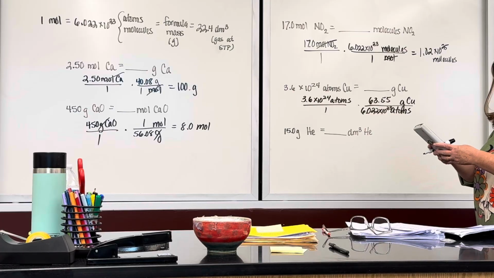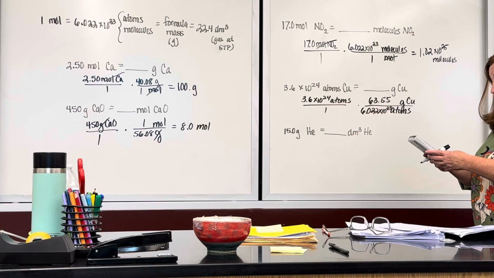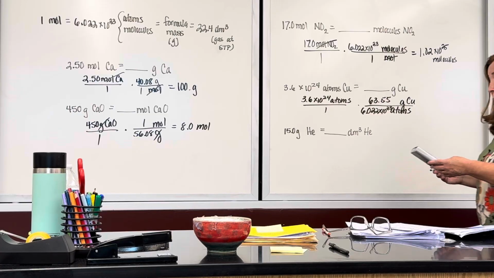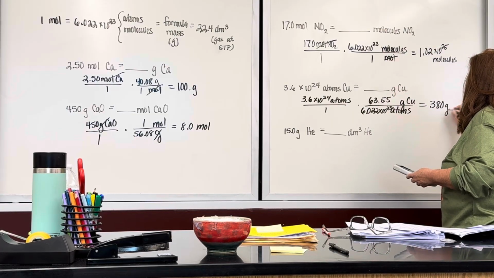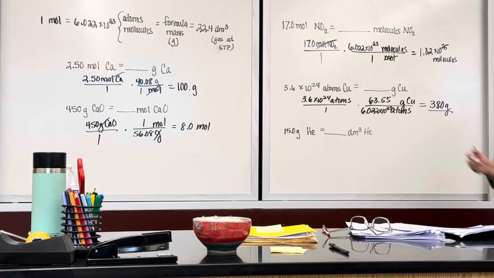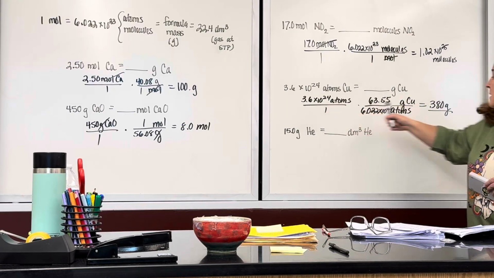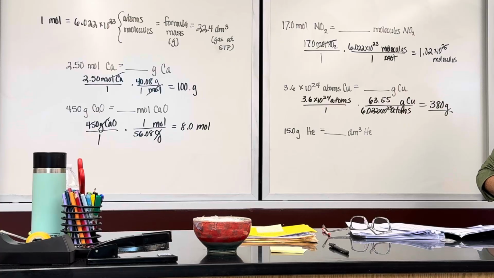So I'm going to take the 3.6 times 10 to the 24th, and I'm going to multiply it by 63.55, and then I'm going to divide it by 6.022 times 10 to the 23rd, and I'm going to get 380. So that many atoms, a lot of atoms, is equal to 380 grams of copper. It'll be different for every different element, but for copper, if you had that many atoms of copper, that's what its mass would be on the electronic balance.